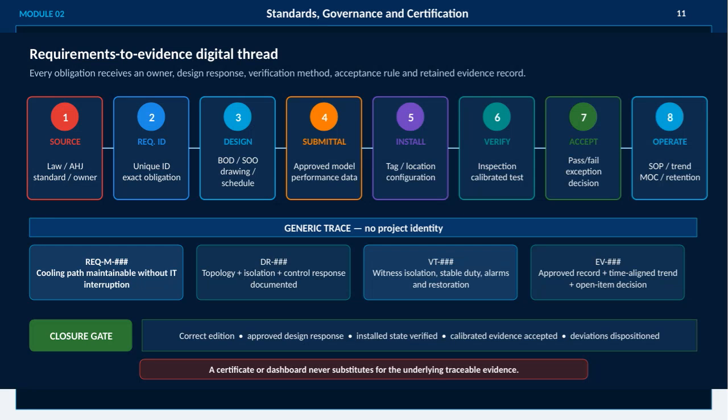This slide focuses on the requirements to evidence digital thread, which is a crucial part of managing standards, governance, and certification in a data center MVAC system.